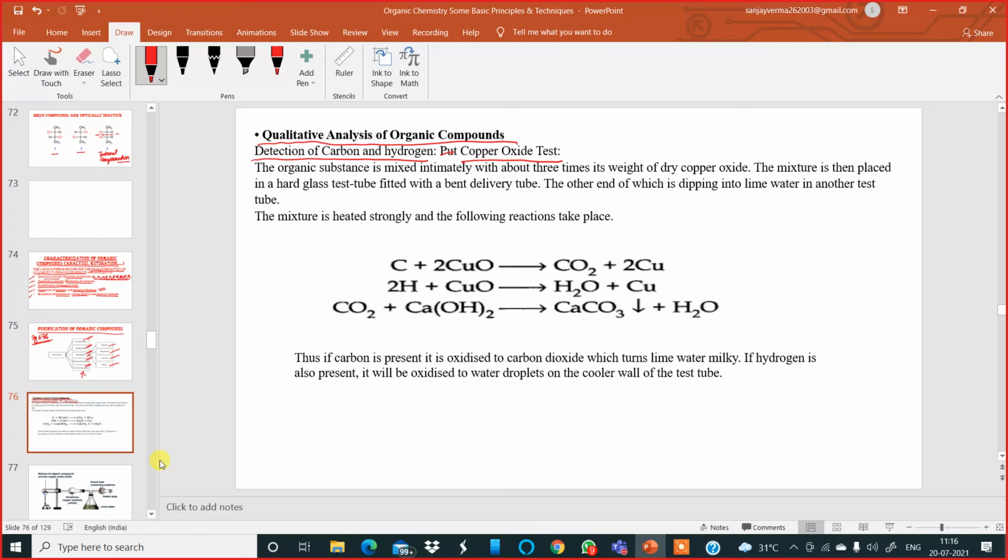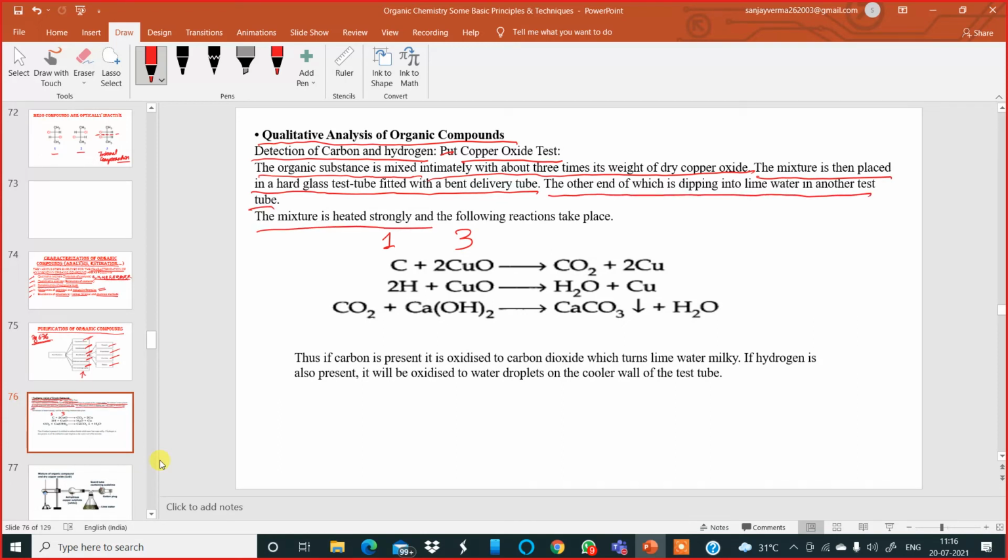Now, during the detection of carbon and hydrogen by the copper oxide test, the organic compound containing carbon and hydrogen is mixed with about 3 times its weight of dry copper oxide. If this is 1 part, this has to be 3 parts. It is mixed properly in a container. The mixture is then placed in a hard glass test tube fitted with a bent delivery tube, the other end of which is dipping into lime water in another test tube.